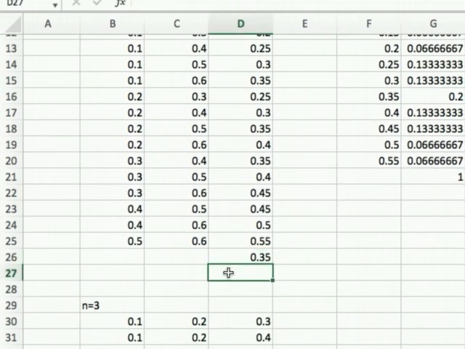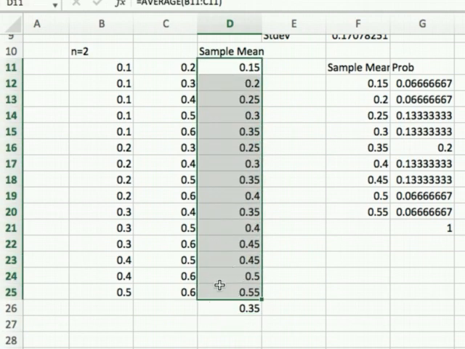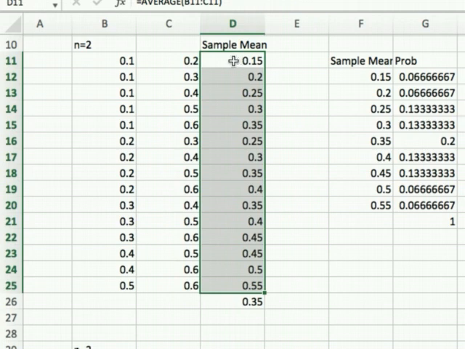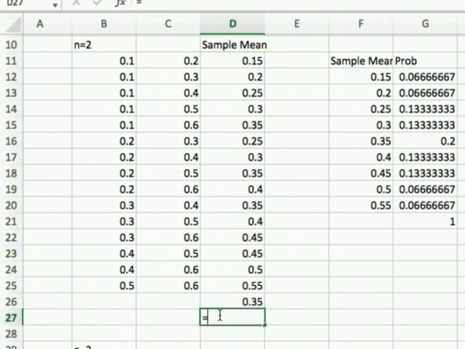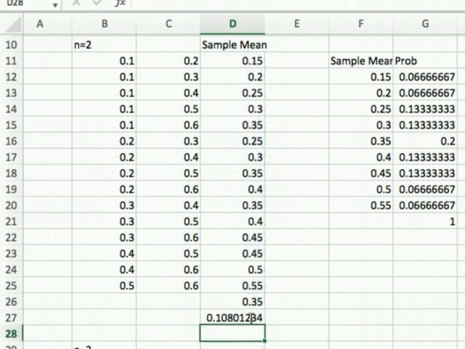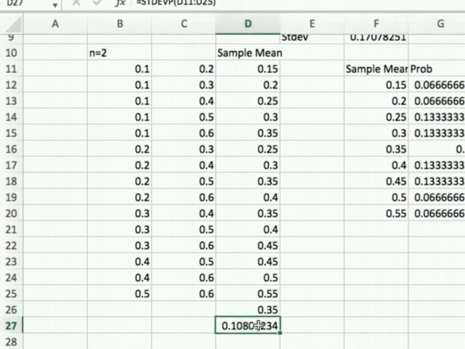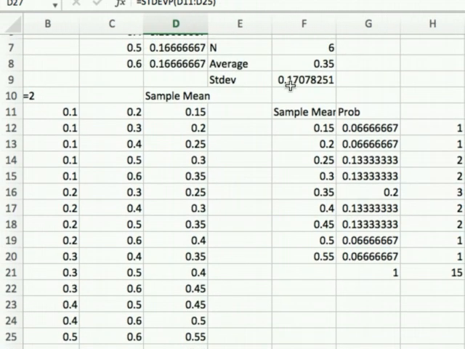So again, in this example, we have these 15 different sample means. So we can actually use these 15 values to compute for the standard dev of all sample means. So using the same function, that's stdevp. So these are all the sample means. That's why I'm also using the population standard dev function. And if I compute for that, I'll get 0.1080. Now the two values here are different because again, this is sigma, while this one is sigma sub x bar. And again, you can see that sigma sub x bar is lower than sigma.